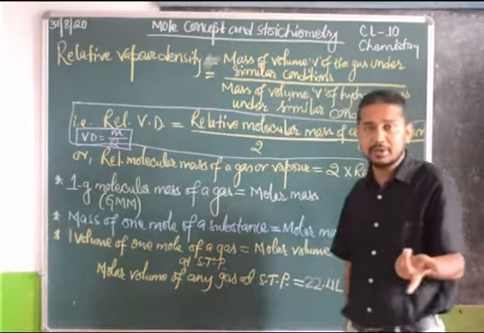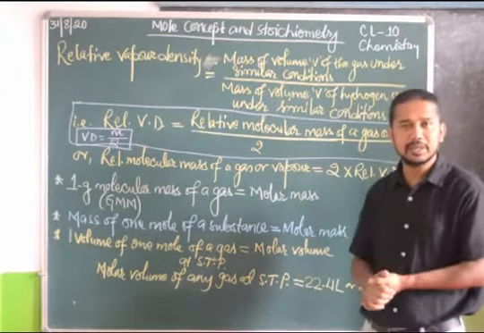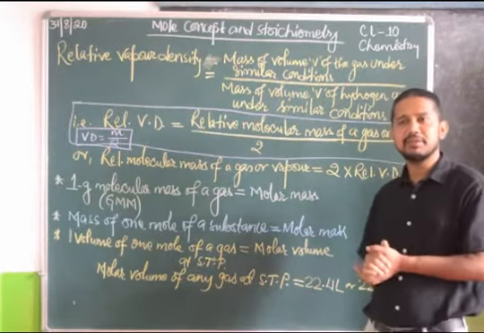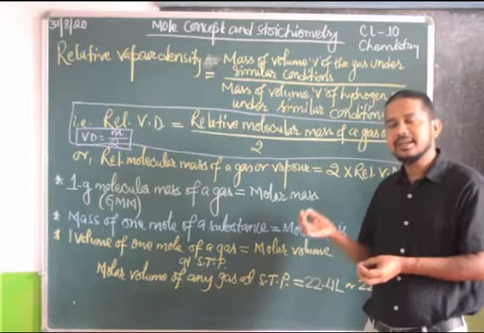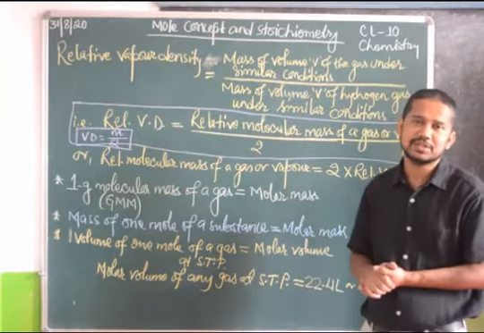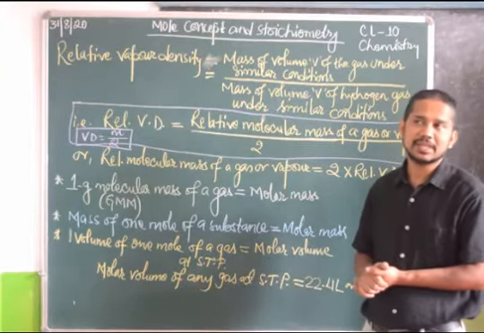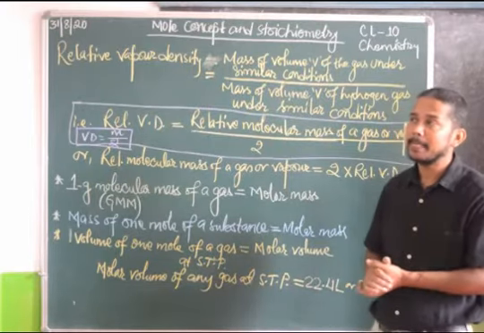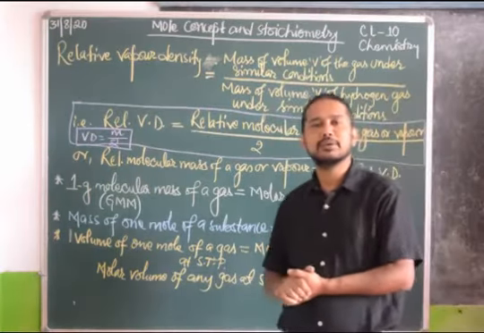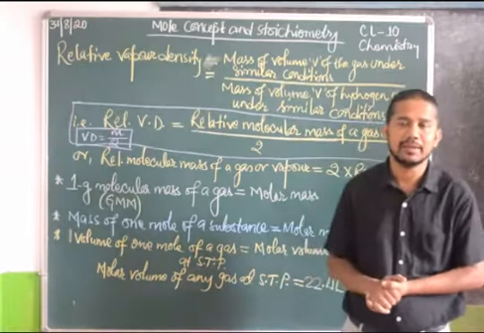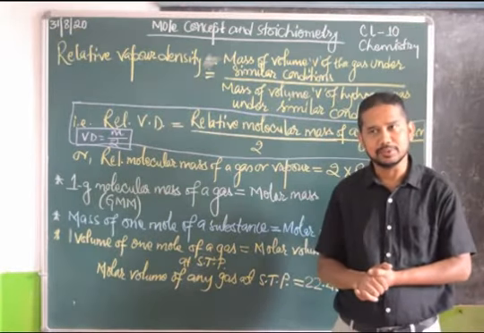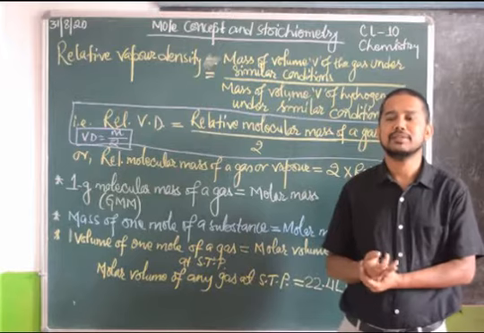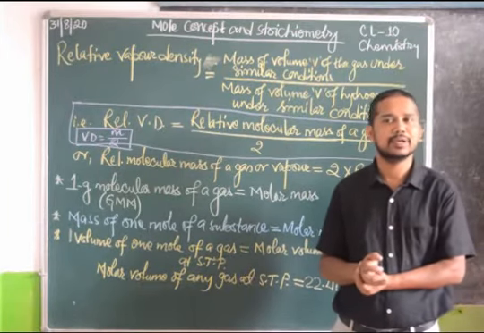If you know gram molecular mass, then that is only 1 gram molecular mass. So what is gram molecular mass? It is relative molecular mass expressed in gram. For example, relative molecular mass of carbon dioxide is 44 AMU. Gram molecular mass of carbon dioxide is 44 gram.